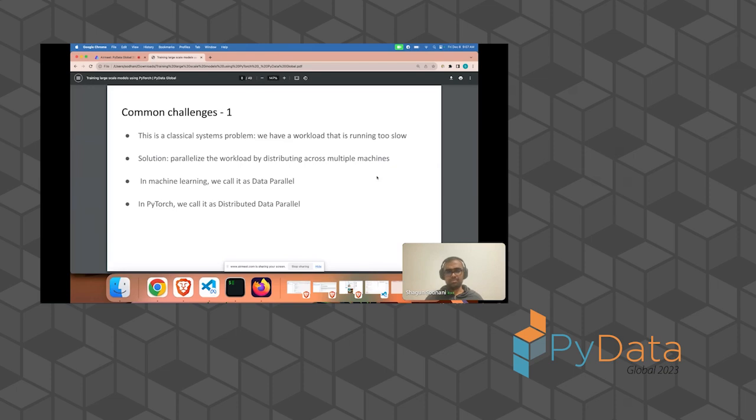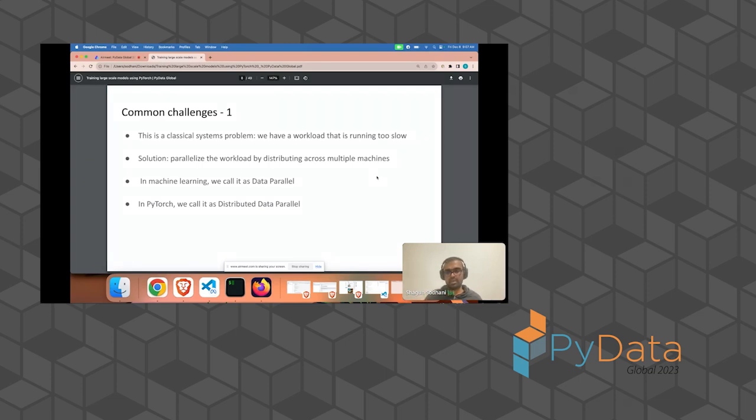And this is a very classic systems problem. This problem can be reformulated as saying, I have got a workload that is running, but it's running too slow, and I want to make it go faster. And the way to do that is to parallelize the workload across a bunch of machines. And when we do it in machine learning, we call this data parallel. Data parallel basically means that you are consuming the data in parallel across a bunch of machines. And in PyTorch, we specifically call it distributed data parallel, where the first distributed basically means that you are doing data parallel across a bunch of machines.